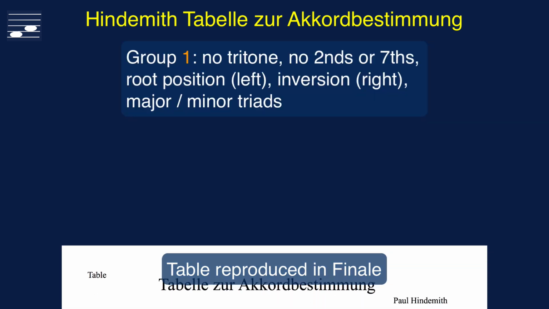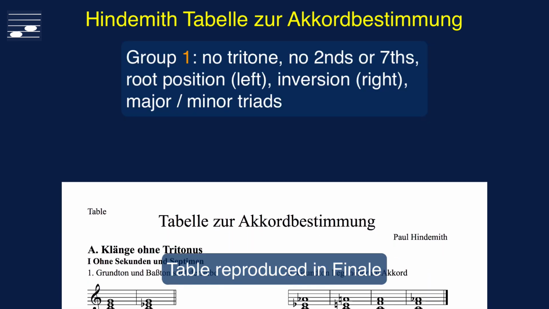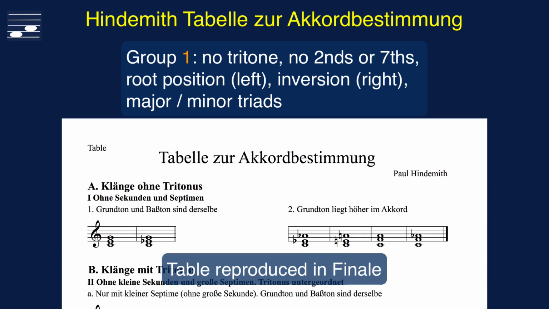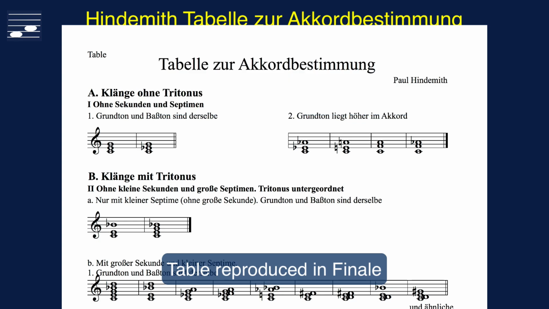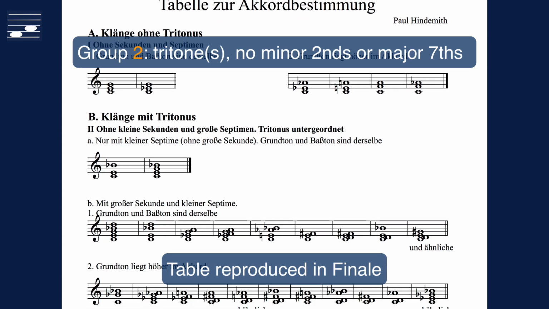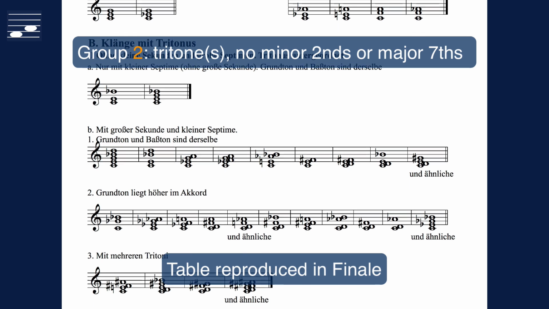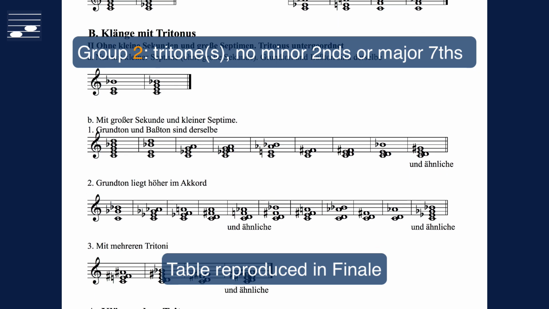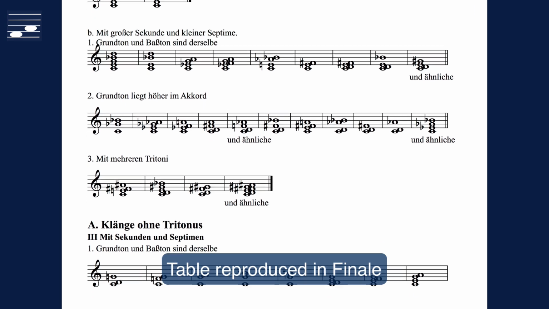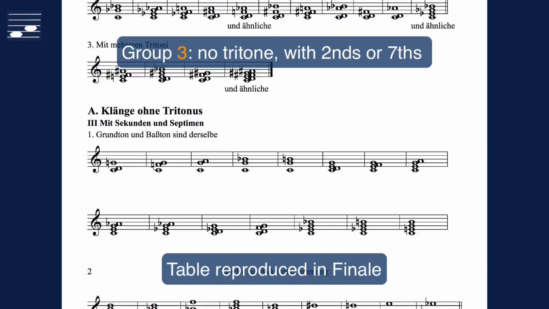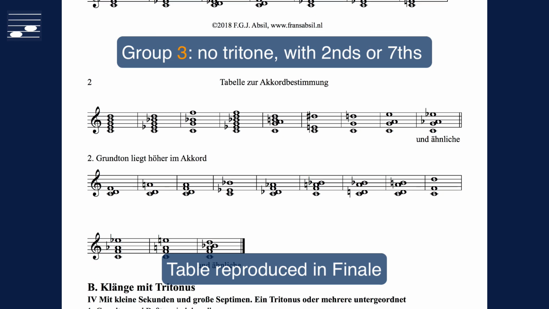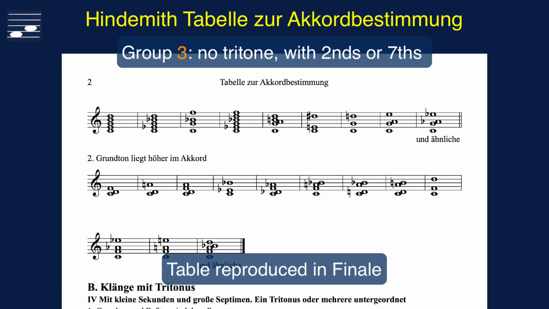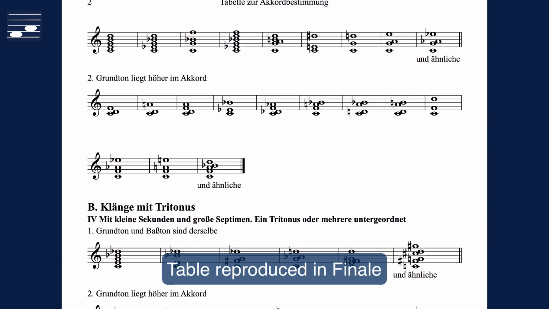Scrolling along the document we see group 1, chords that contain neither a tritone nor dissonant seconds or sevenths. This group includes major and minor triads. At group level 2 we find 1 or more tritone intervals, but the chords do not include a highly dissonant minor second or major seventh. In group 3 chords there are seconds and seventh intervals, but no tritones. This includes many major and minor seventh chords.